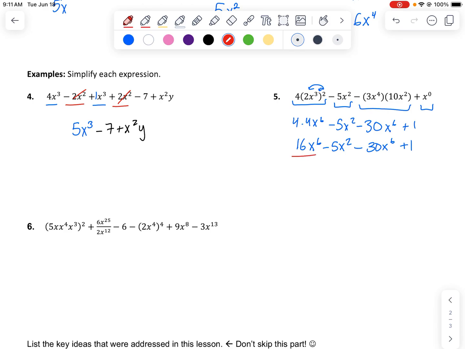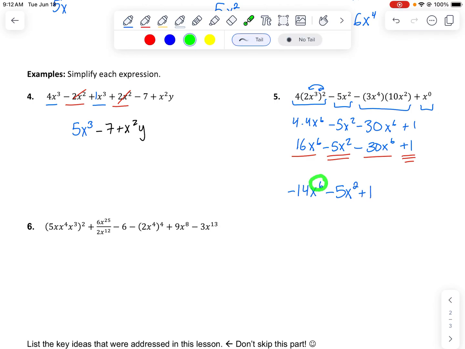So now I'll look for my like terms. So I see a pair of like terms with x to the 6th, and then I see an x squared, and then I see an x to the 1st. And in this case, I'm using different underlines to show you a different strategy here rather than different colors. This is a better strategy if you're working in pencil. So I have 16x to the 6th minus 30x to the 6th gives me negative 14x to the 6th. I'm just combining my coefficients there. Then minus 5x squared plus 1.